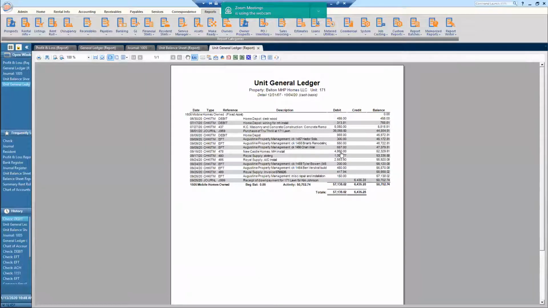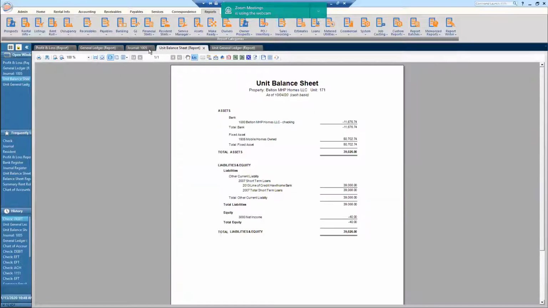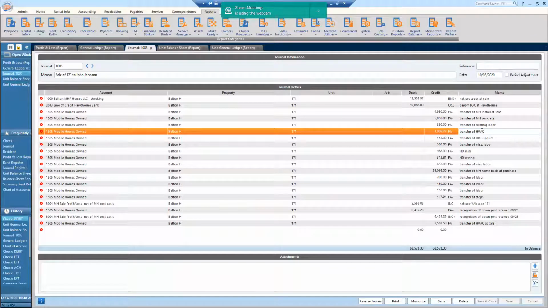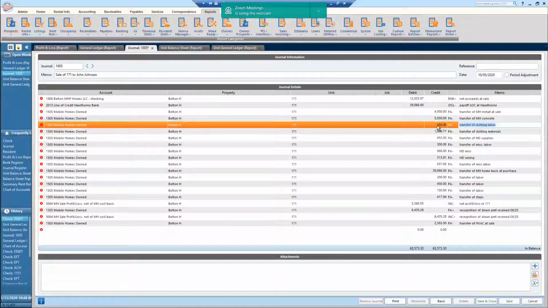Newcastle installed this home, $49.50. Skirting. That's going to be our number. That's our number. Skirting 1,066. So we found it. This is how we cross-check, guys. Every deal, every month. So that's not the transfer of HVAC. That's transfer of skirting materials. We also have skirting labor above that, and I know that's the number because Brian charges us $550.